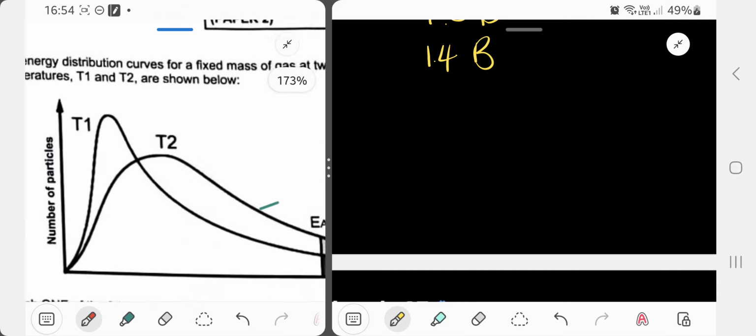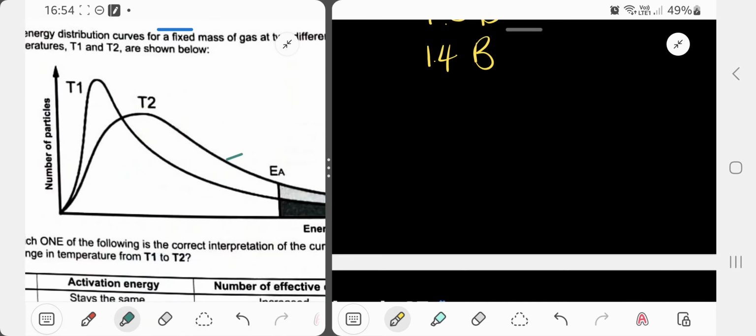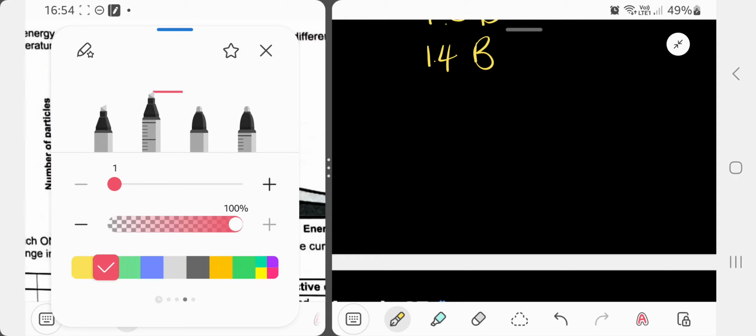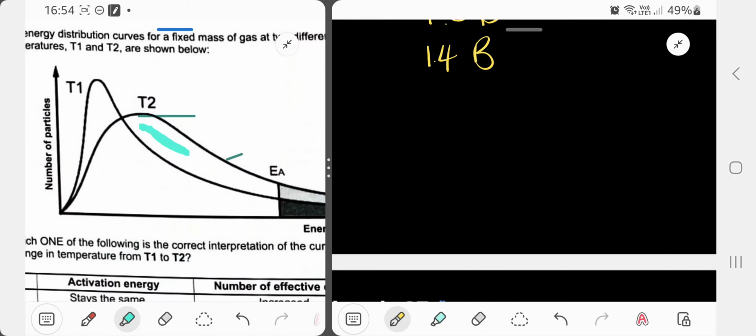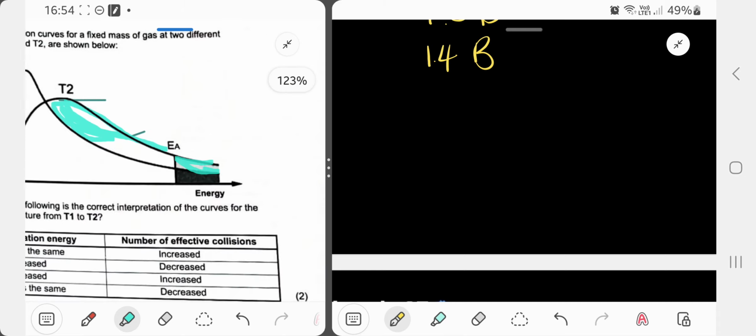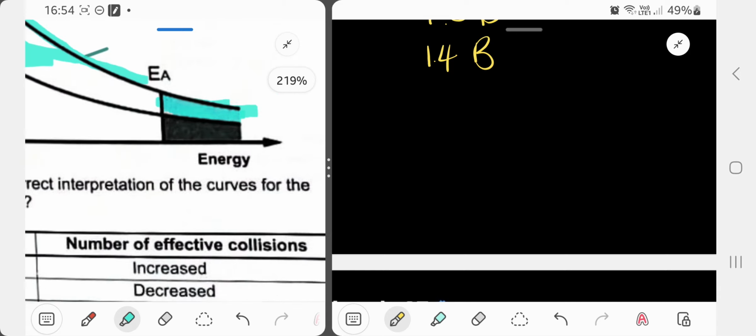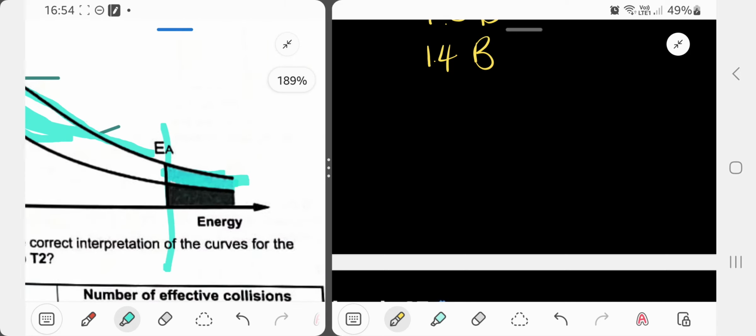So what we need to understand here, if we zoom in on this curve, what we'll notice is that this one, the one that has to do with T2, let me just change the highlighter so we can see, has more particles after the activation energy. So this is EA, remember? After the activation energy, we can see that T2 is the one that has more.